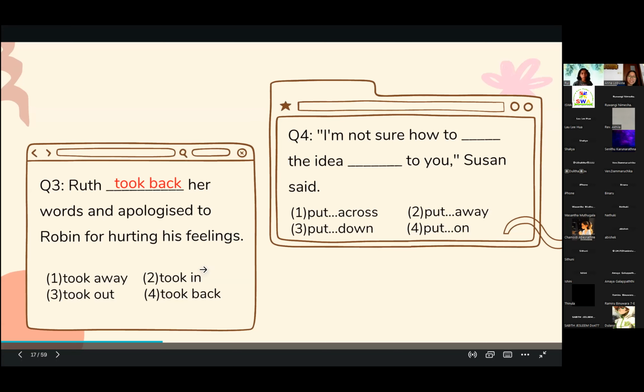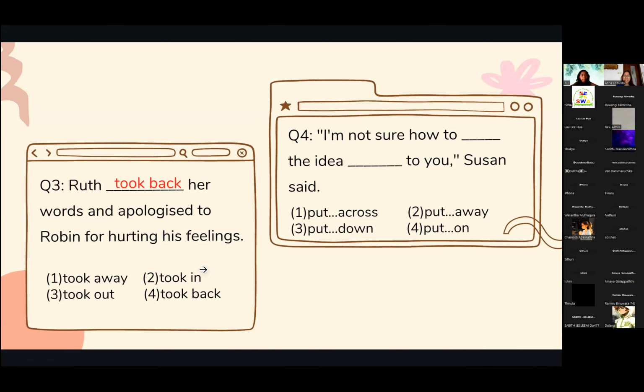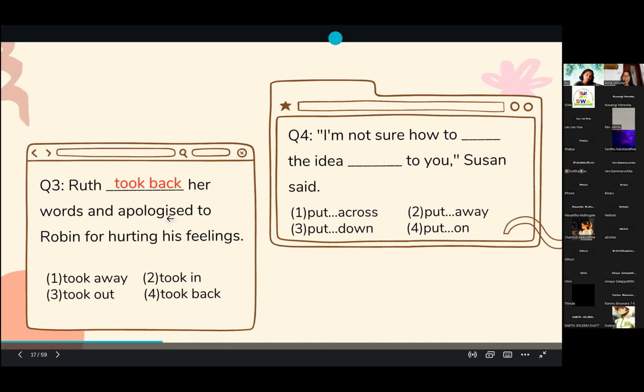So yeah, in this context, Ruth said some words that hurt Robin's feelings. That's why she took back those words and apologized to Robin. So yeah, the correct answer is took back. And yeah, again, if any of you have any questions, you can just type it in the chat. And for question number 4, does anyone want to read the question?